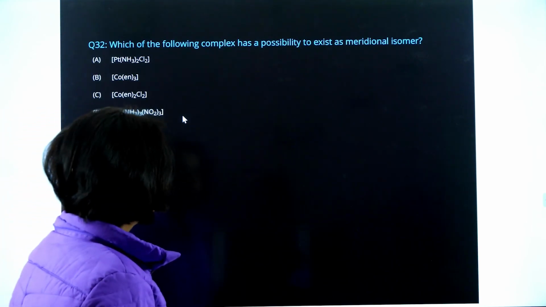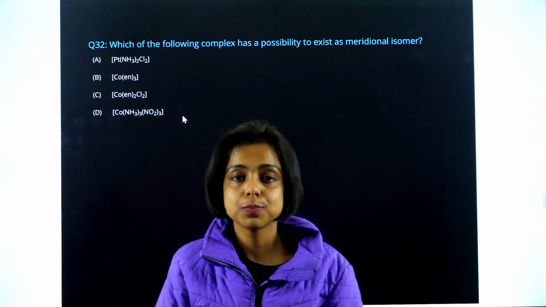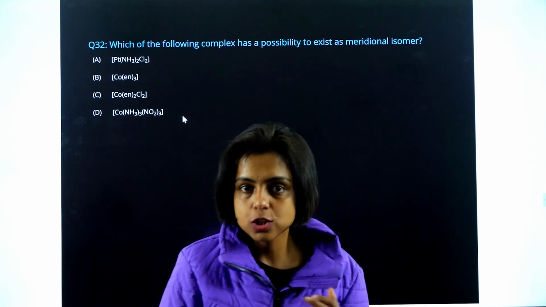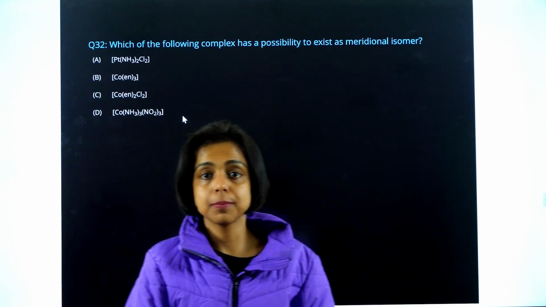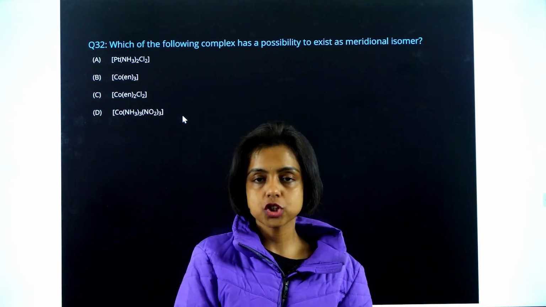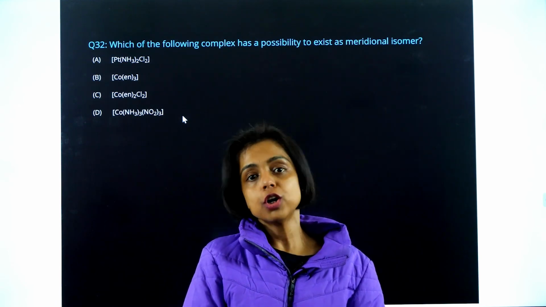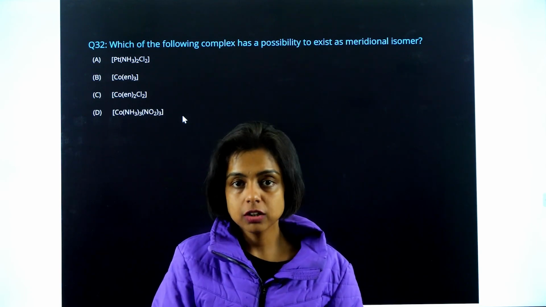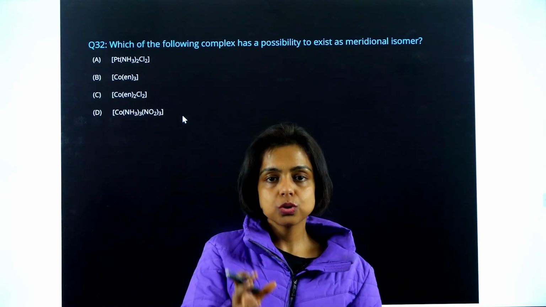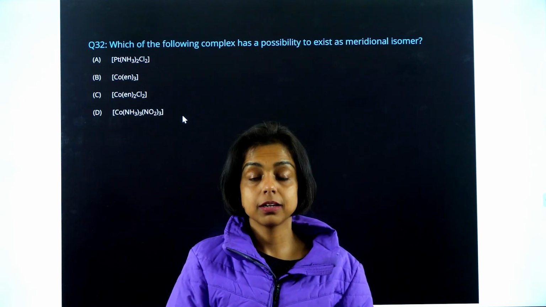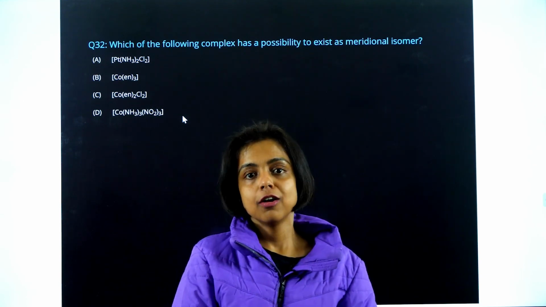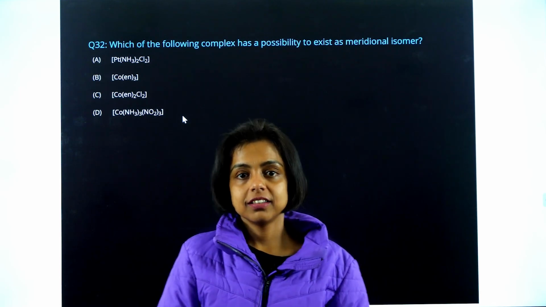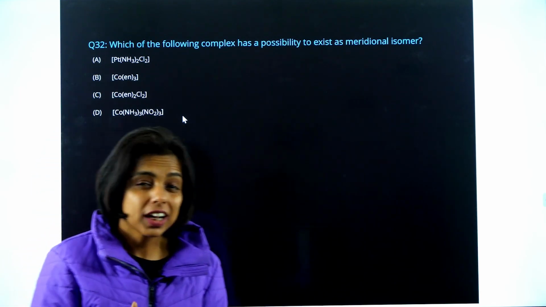Which of the following complexes has a possibility to exist as meridional and facial isomerism? Whenever I discuss a question on isomerism, especially optical and geometrical isomerism in coordination compounds, I always ask all my students to remember the charts, the tables given in the book J.D. Lee, the Indian edition, for JEE. There are 2-3 tables. If you remember those tables, you will get all the questions correct from the isomerism part, especially stereoisomerism, which is difficult to crack at times.